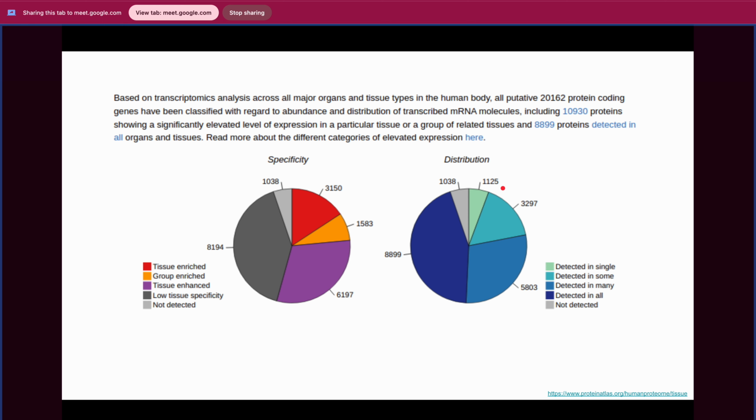1,125 were detected in a single tissue, which means that they are present in only one tissue. Detected in some means they might be present in more than one tissue, but not in all. Detected in many means they are present in many tissues. Detected in all means there are certain genes which are expressed in all the tissues. And not detected means the antibody information is not available. We could not detect them by using immunohistochemistry.